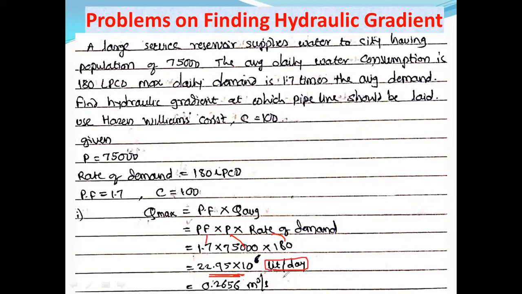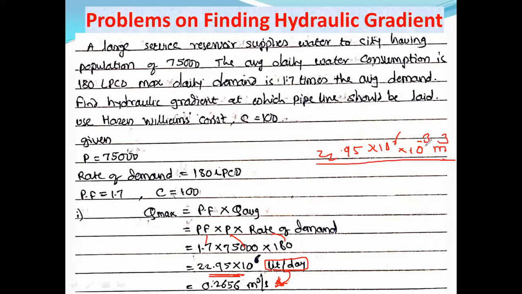Then how to convert this liter per day into cubic meter per second? Because in the SI system, the unit of discharge is cubic meter per second. See here, this is the value 22.95 into 10 to the power 6. Now I want to convert liter to meter cube, so I multiply this value by 10 to the power minus 3, so that I get the unit as meter cube.